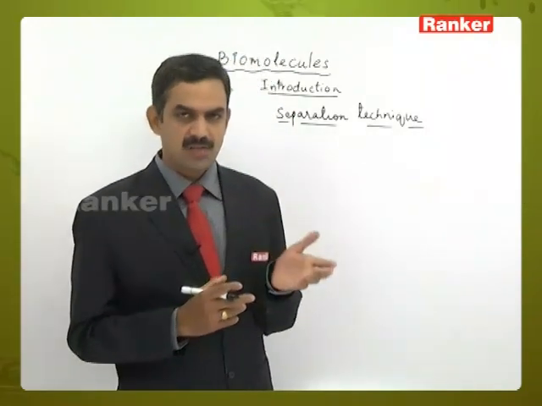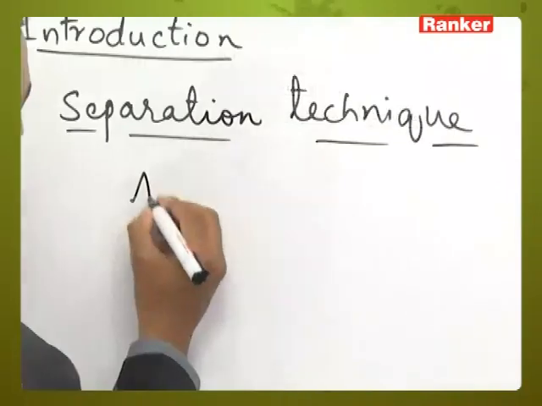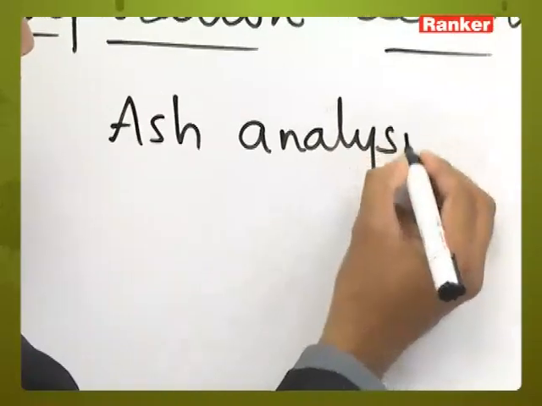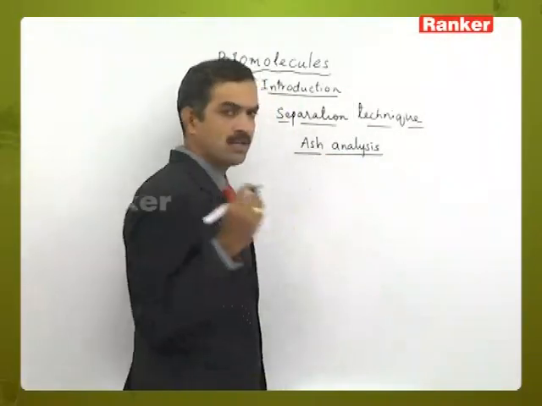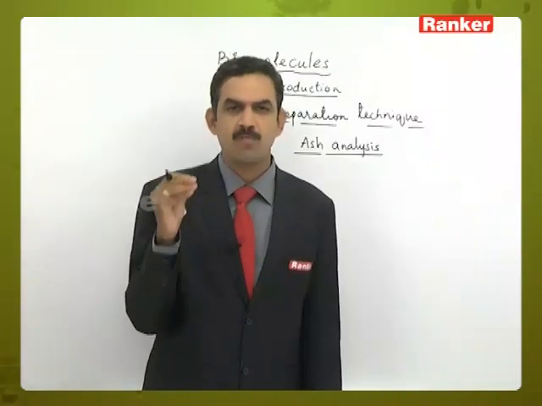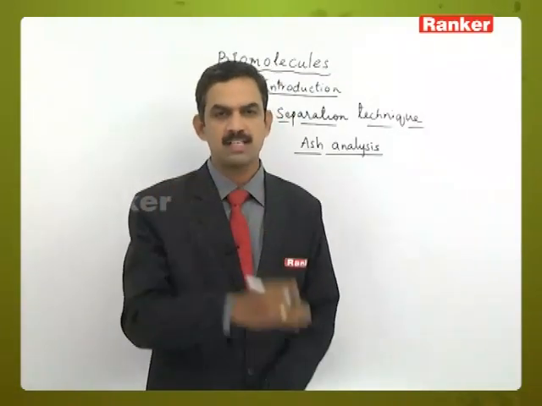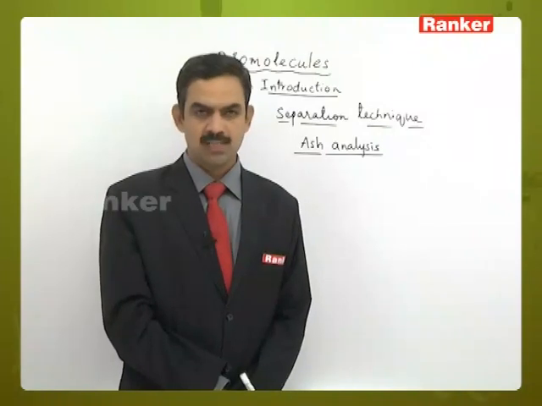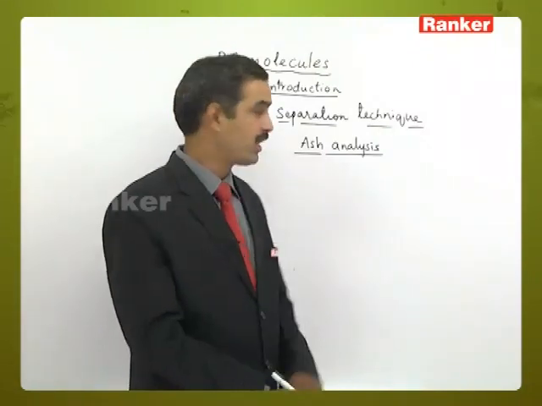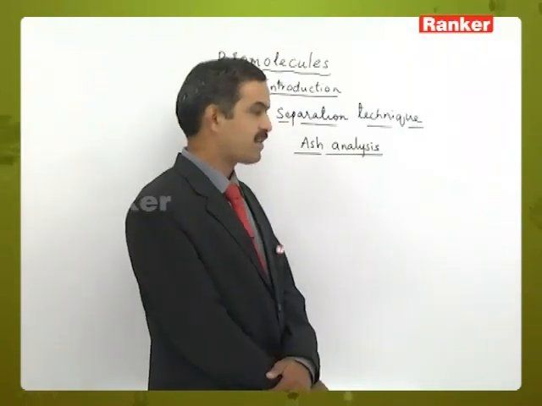So after separation technique, we have to go for ash analysis, so that we can know what is the actual element, what is the actual compound, what is the actual molecule, ion that is present in that particular substance or the particular part of a plant body or an animal body. So that is done by ash analysis.